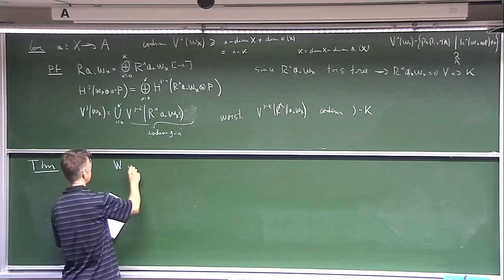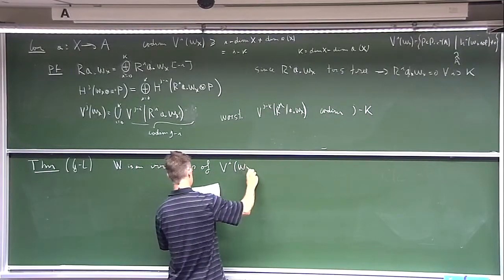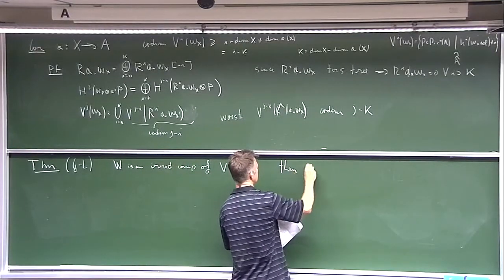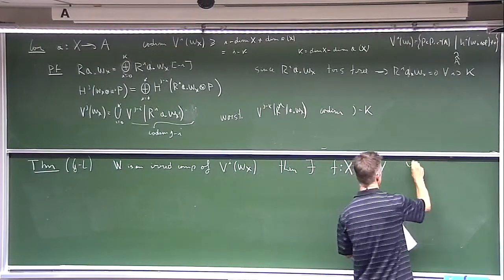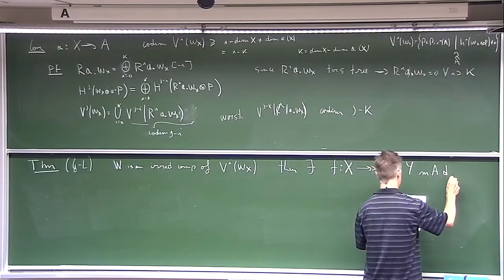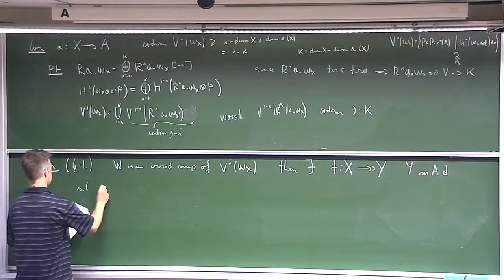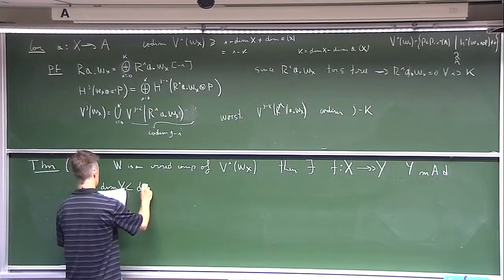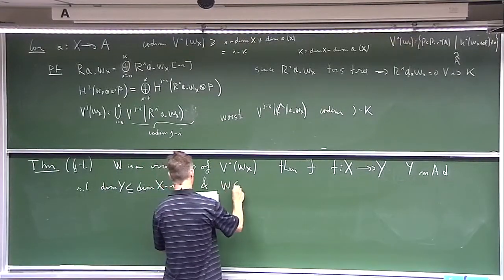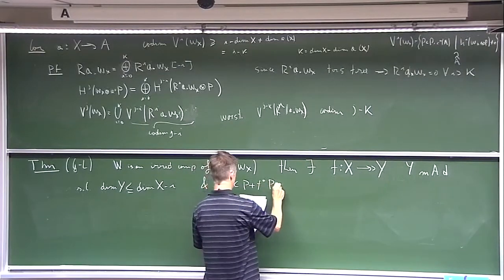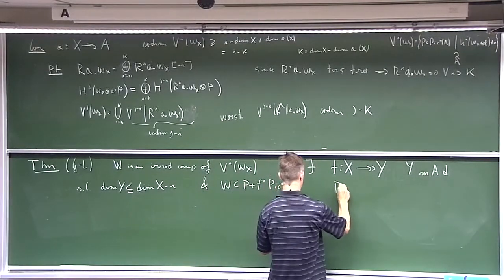So let's say that W is an irreducible component of one of these loci, V^i of omega x. Then there exists a surjective morphism f from x to some variety y. So y is a variety of maximal Albanese dimension such that the dimension of y is less than, I think that should be less or equal, the dimension of x minus 1. Let me correct it immediately. And W is contained in P plus f upper star of Pic^0 of y. And f should match that one, so I got it right this time. And in fact, P is some torsion element.